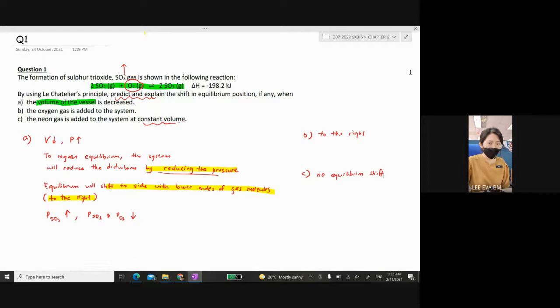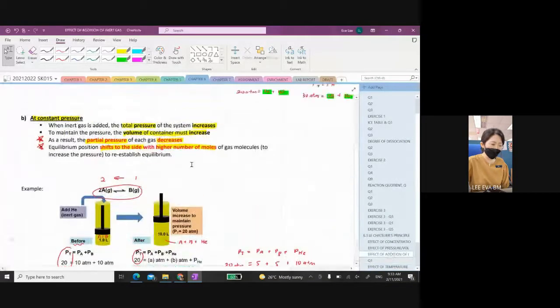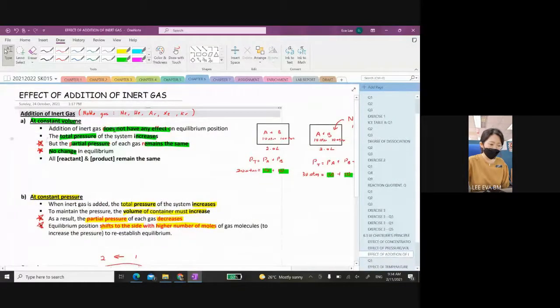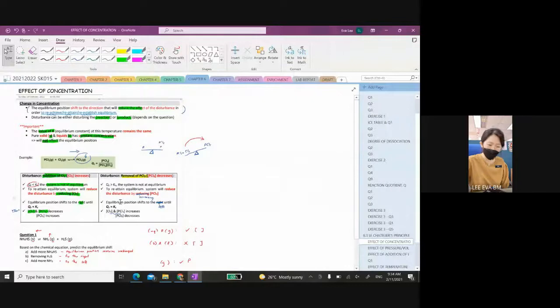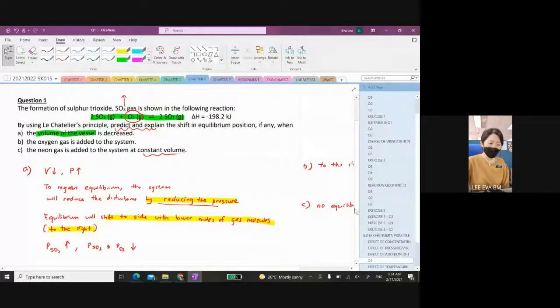Is that alright? The explanation is exactly the same as before. For the addition of inert gas at constant volume, why? The pressure of each gas remains the same, so no change in equilibrium. It's the same here. For concentration, you can refer to the factor of concentration. Okay, any questions for question number 1?